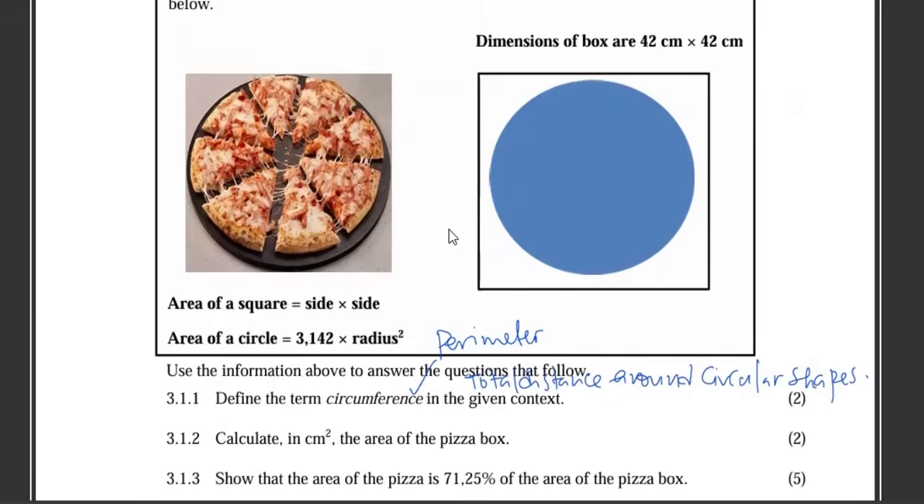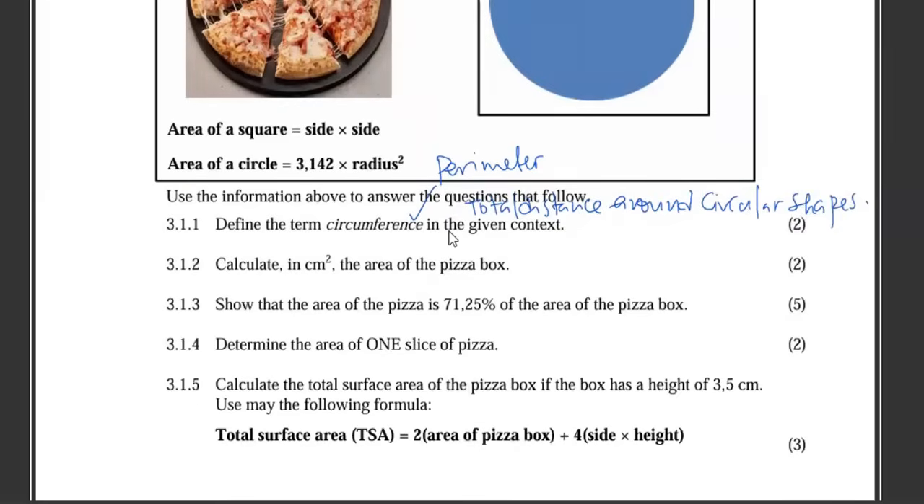Now, the area of the pizza box, they told us it's a what? A square. The measurements are already here. So meaning for the square, the area will become 42 times 42, which becomes 1,764 centimeters what? Squared. Don't forget the units, please.